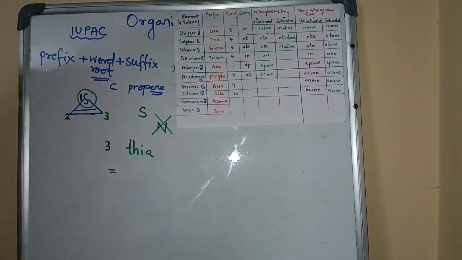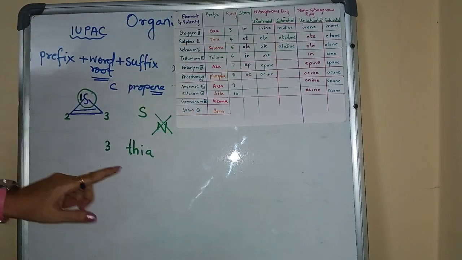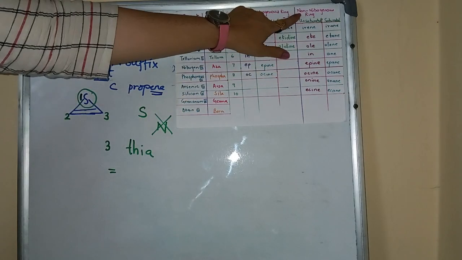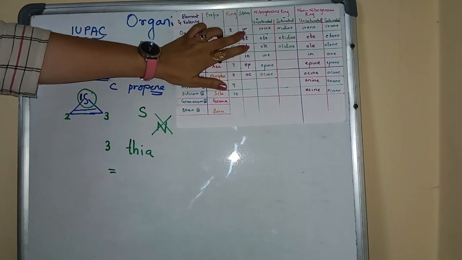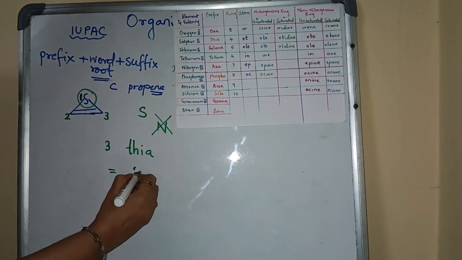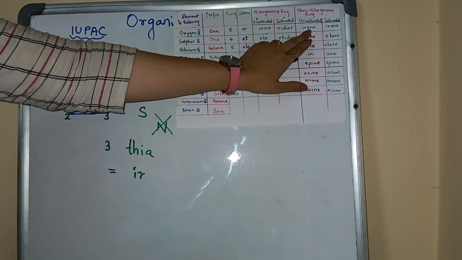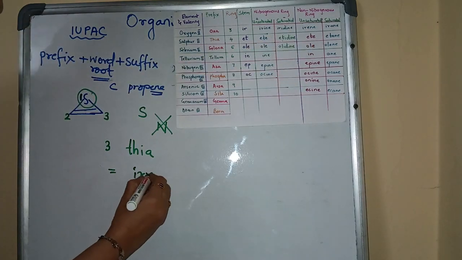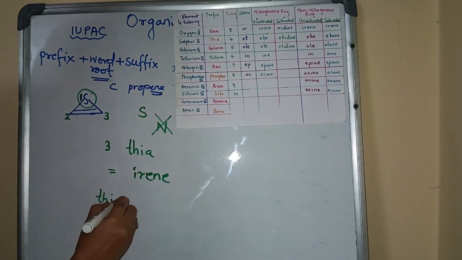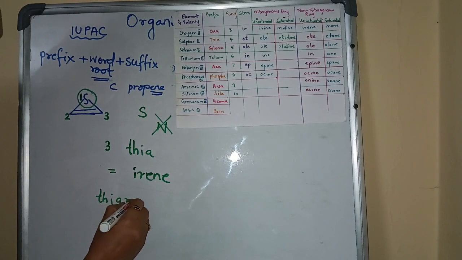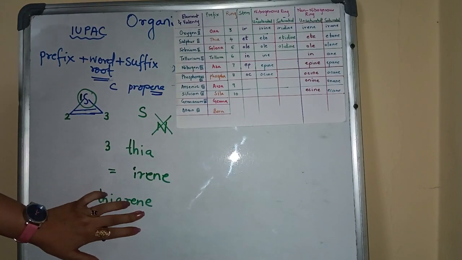Now, a non-nitrogenous ring system containing saturated, unsaturated. Here we know it is unsaturated. It is a non-nitrogenous system. It is a 3-membered ring, and therefore our stem is IR. Unsaturated ring, it is IRENE. So the name will be thiarene. We have got our name, it is thiarene.